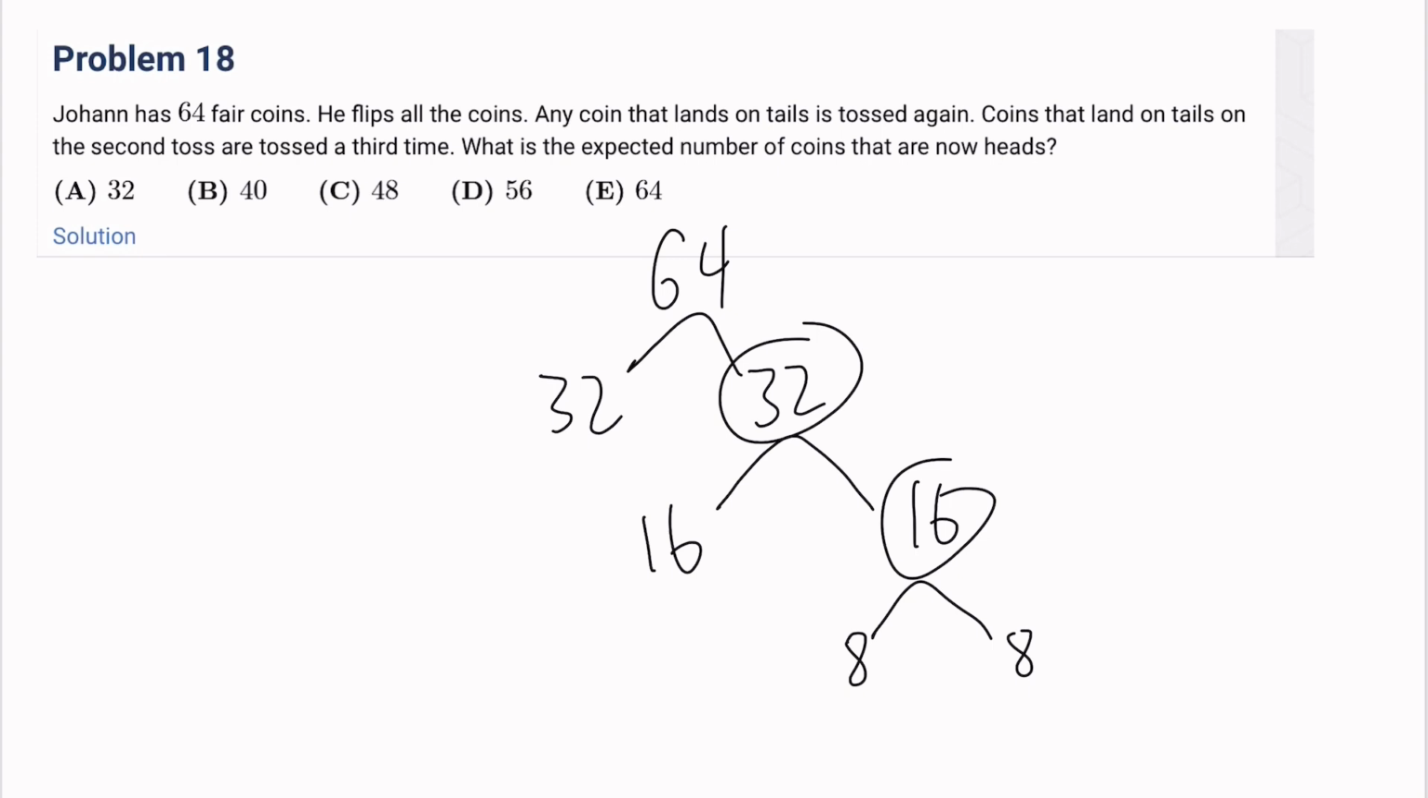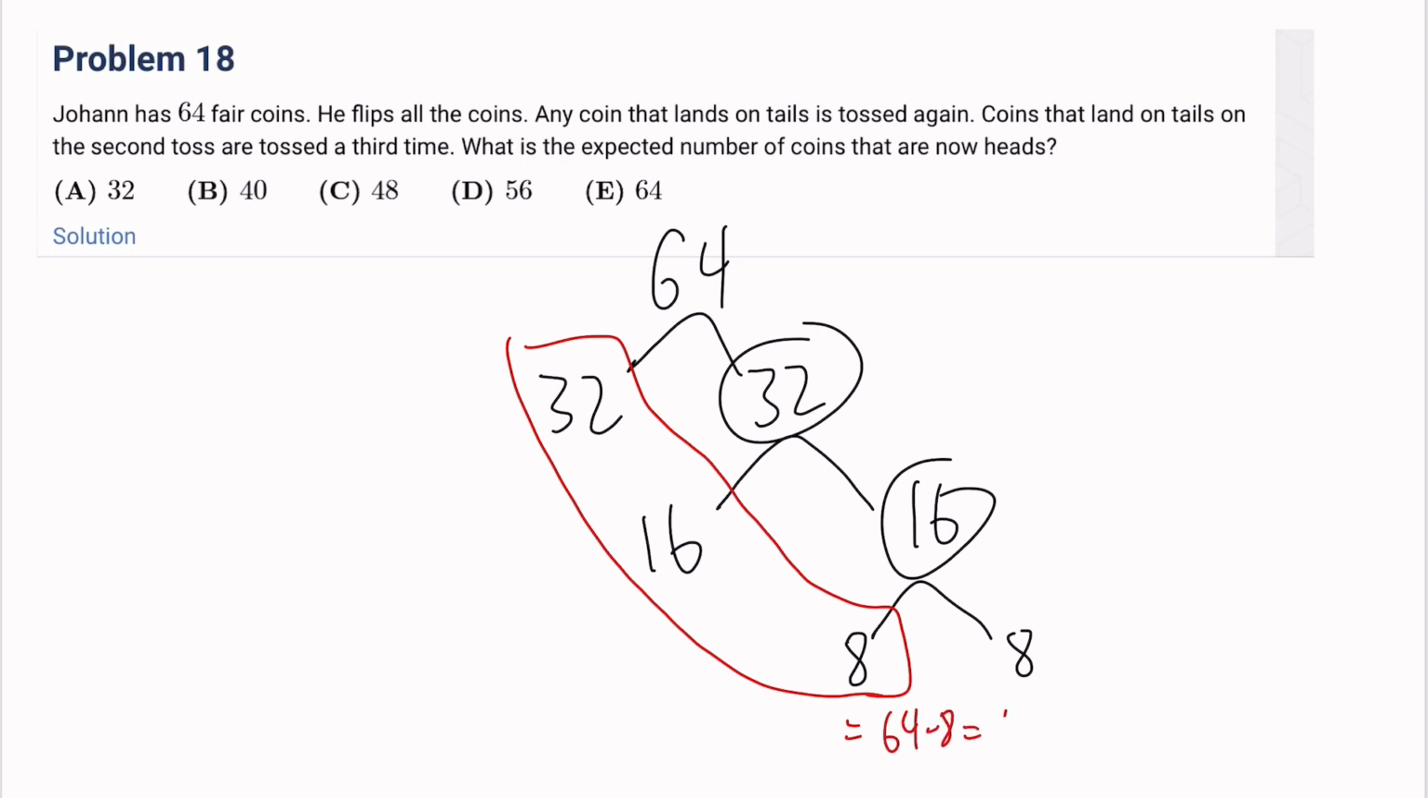And so what is the expected number of coins that are now heads? 32 plus 16 plus 8, that would be 64 minus 8, which is 56. So the answer is D.